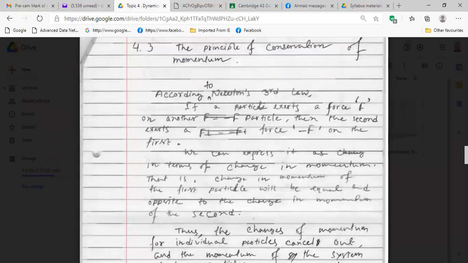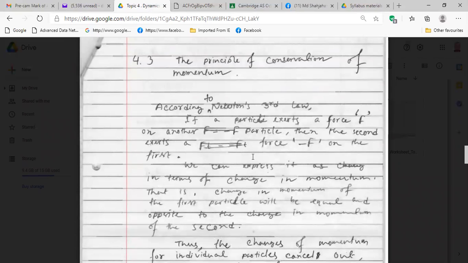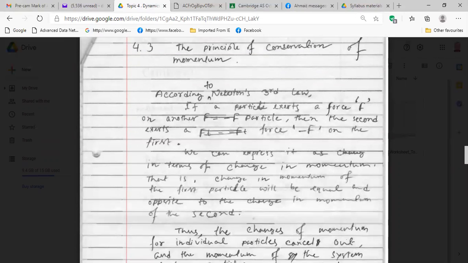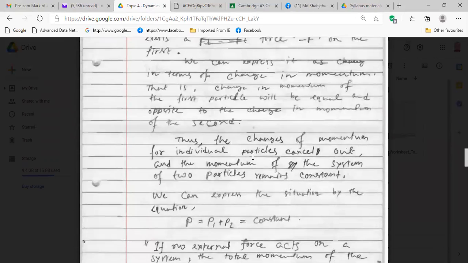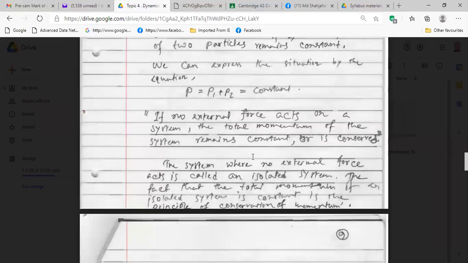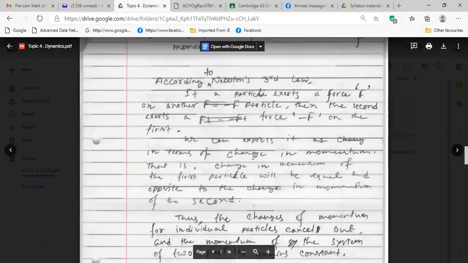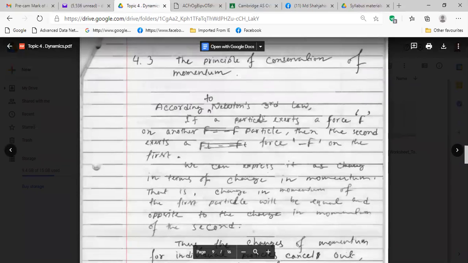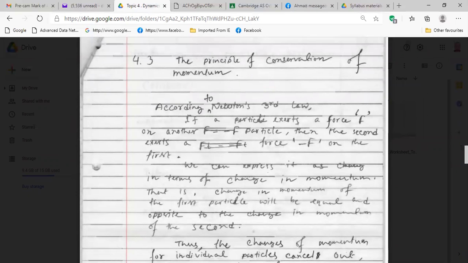Now we have the principle of conservation of momentum. Write this heading: principle of conservation of momentum. You do not need to write everything. We will tell you what you have to write. Just read from here. From here you read, according to Newton's third law.